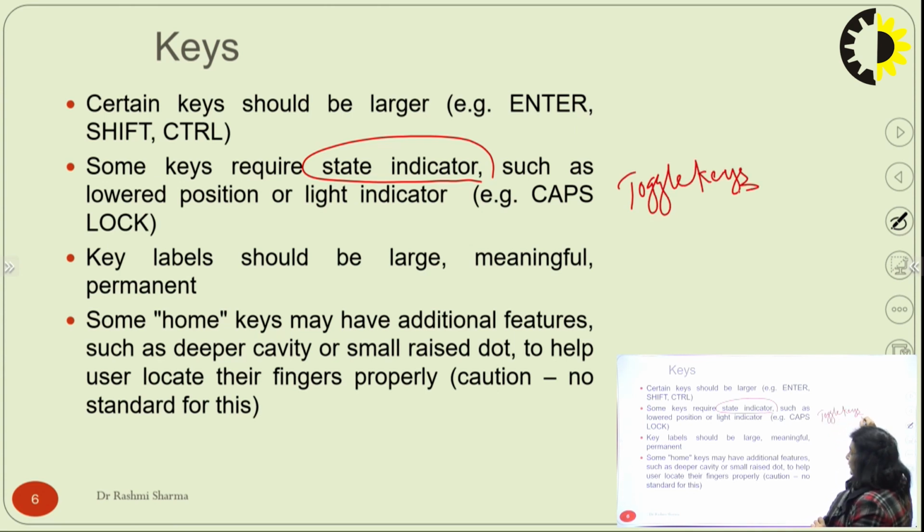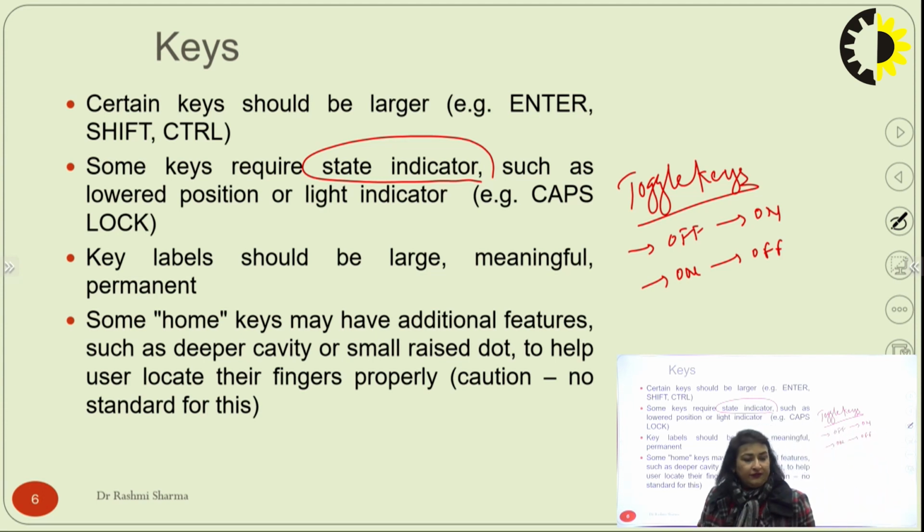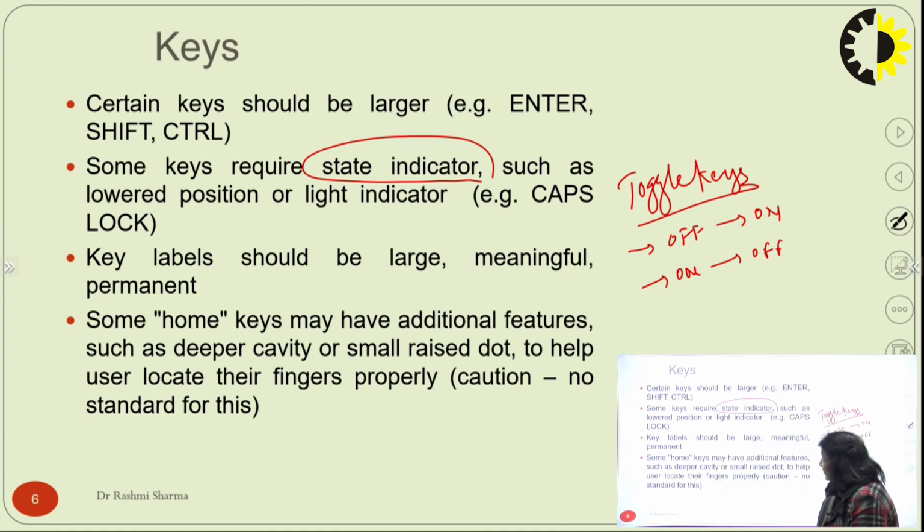Toggle keys are the keys where, when you press once, if it is off, it gets on. And when you press, if it is on, it gets off. The same key is used for activating and for deactivating that particular function. Those keys are called toggle keys. So you have the caps lock key, or the num lock key, I should say.